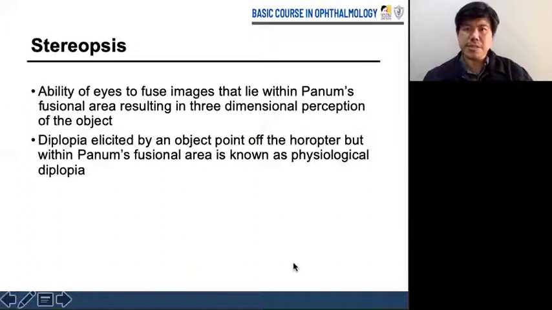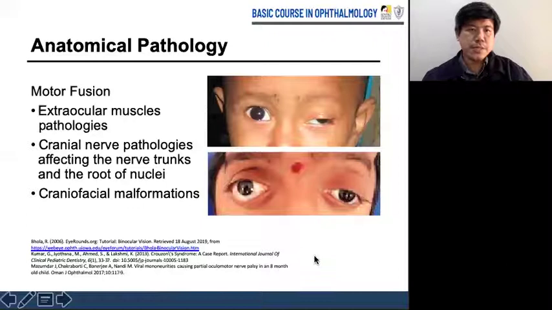So what is stereopsis? Stereopsis is the ability of both eyes to fuse images that lie within Panum's fusional area, resulting in three-dimensional perception of the object. Diplopia elicited by an object point off the horopter, but within Panum's fusional area, is known as physiological diplopia, as discussed earlier. So let's discuss pathologies.